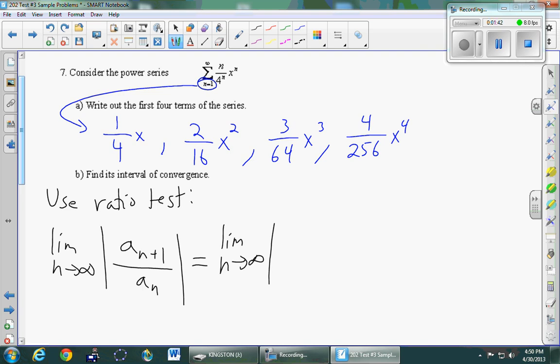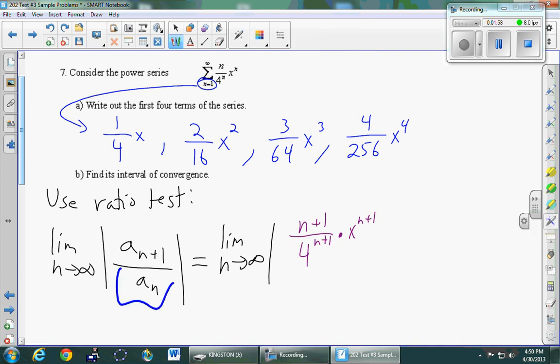So let's do that. All the n's become n plus 1s. n plus 1 over 4 to the n plus 1 times x to the n plus 1. And then now we're doing the bottom part, divided by a sub n, and a sub n is just the entire thing as is. But let's just jump right to the part where, instead of dividing by the fraction, we multiply by the reciprocal. So 4 to the n goes upstairs, n goes downstairs.